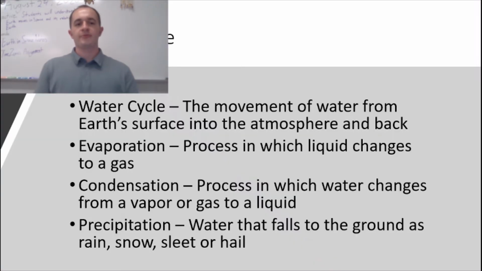Okay, so we are going to finish today talking about the water cycle. There are three things that we need to know about the water cycle. But first, we need to define water cycle. The water cycle is the movement of water from Earth's surface into the atmosphere and then back to the surface. This happens in a couple of ways. We need to know about a couple different processes.